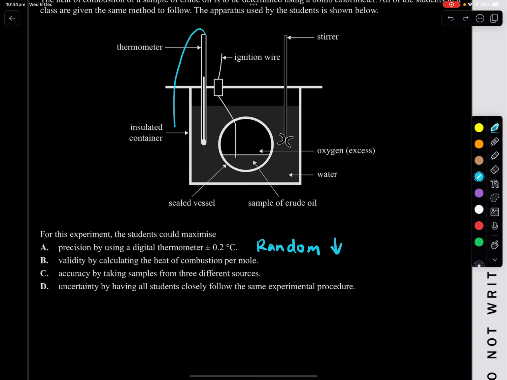In comparison to using an actual physical thermometer, where we have to estimate, which creates, again, random error. It gives a high random error. A digital one is better because it decreases that random error, meaning that we are maximizing precision. So A is actually correct. A could be correct. Let's check the other ones.